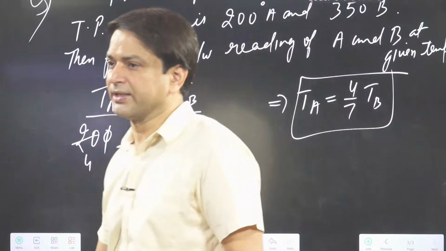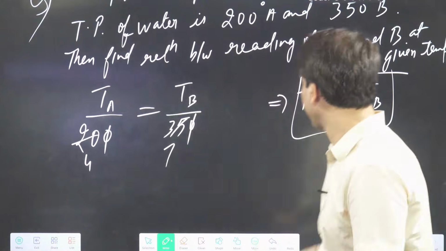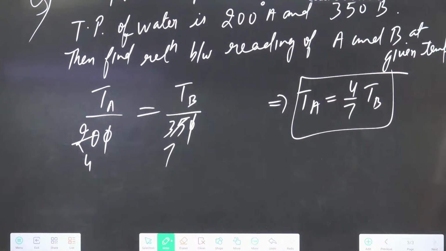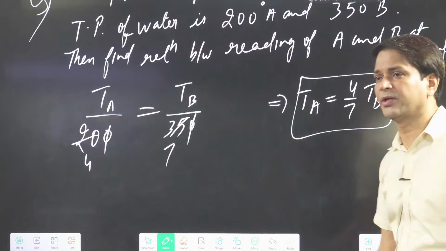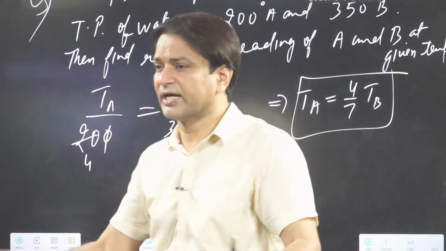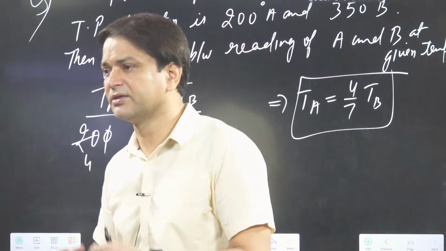This is the relation between the reading of A and the reading of B. Suppose B is measuring the temperature 7 degree B. Then what is the reading of A? Then I can say 4 by 7 into 7, that will be equal to what? 4 degree A. So that is the meaning of the relation between the reading of thermometer A and thermometer B.